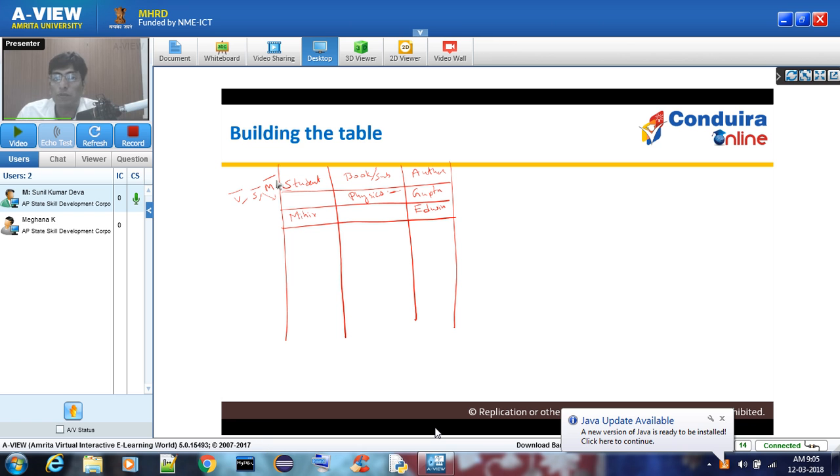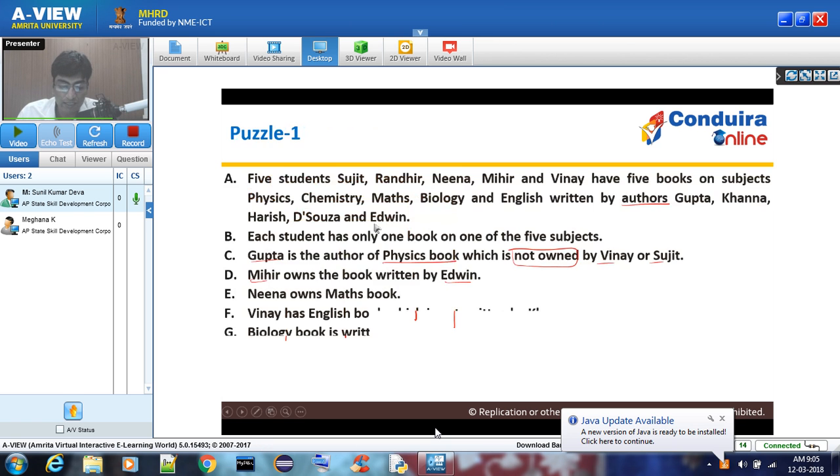So what are the options that we have for the first row? We have originally 5 students. Who are they? Sujit, Ranveer, Meena, Mihir and Vinay. Out of which Sujit, if I look at it, Sujit does not own the book. Vinay does not own this book.